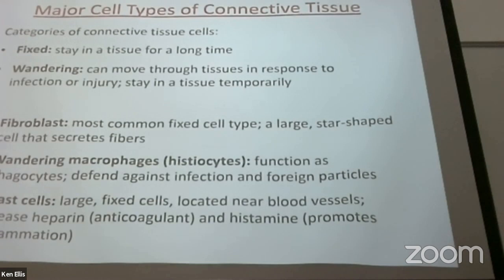Wandering macrophages do phagocytosis, defend against infectious foreign particles, etc.